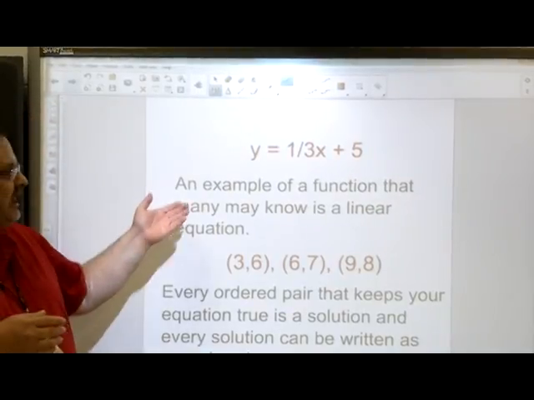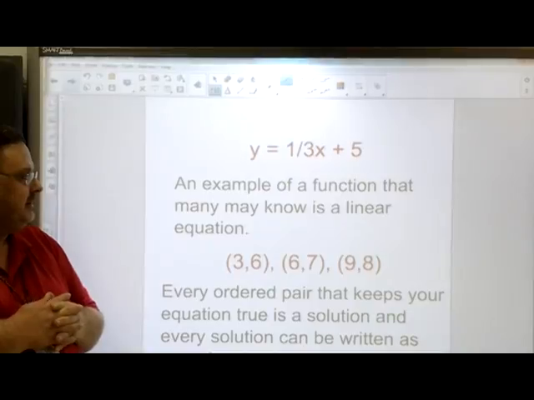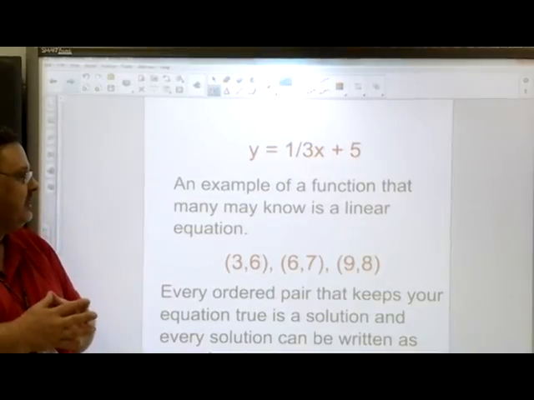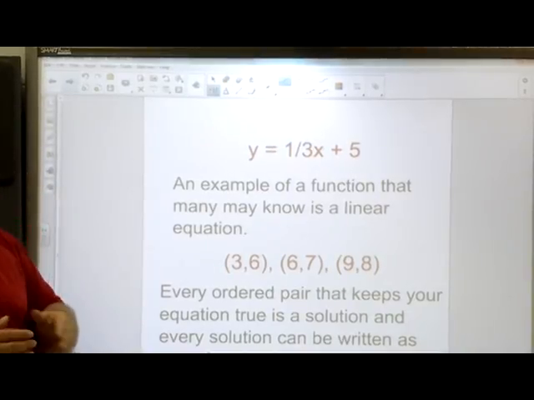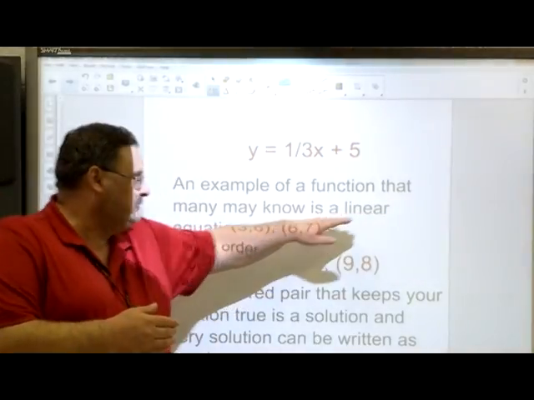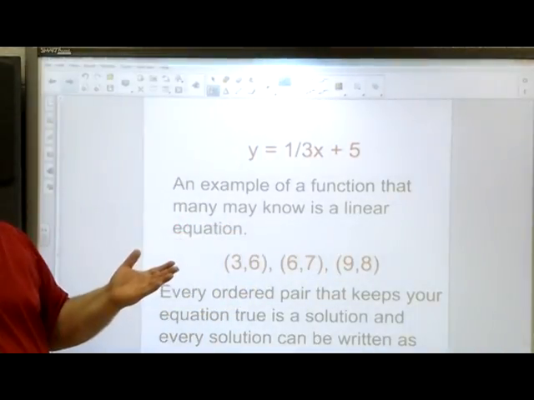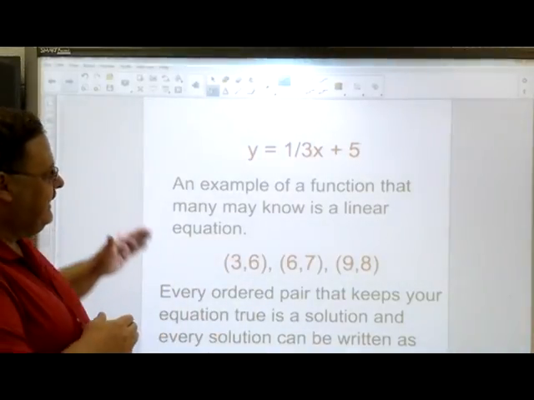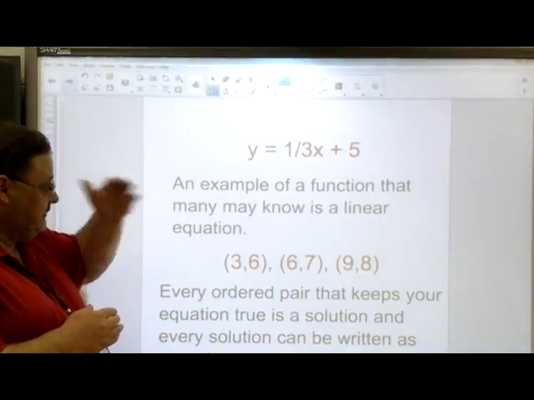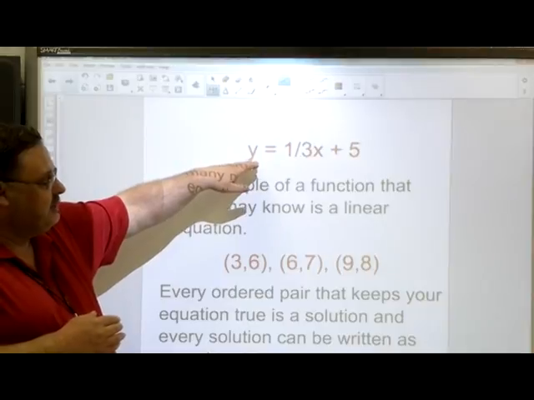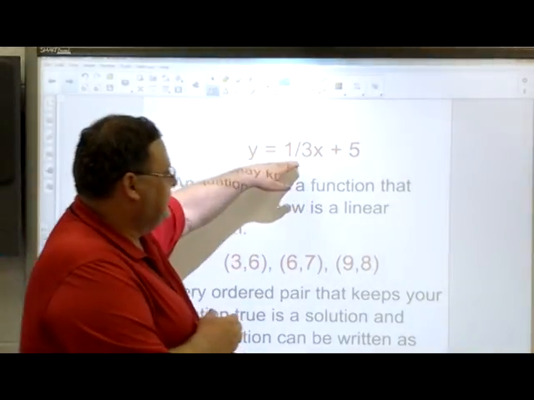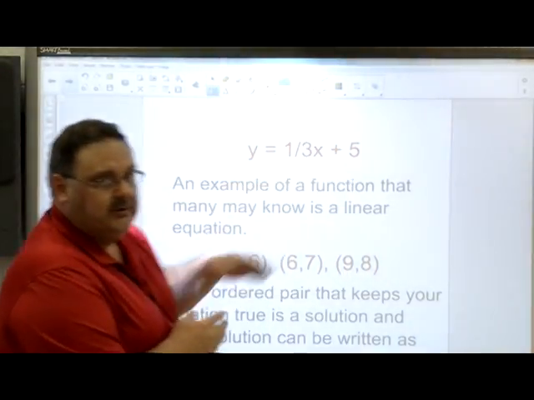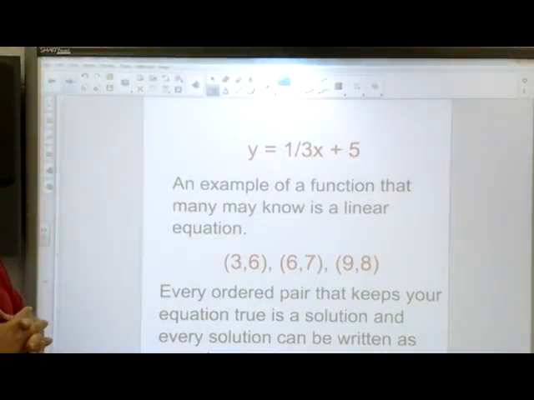Well, an example of a function that you may know already or should have covered is a linear equation. By definition, what is a linear equation? It's an equation that defines where a line is on a graph. Here's an example of it in slope-intercept form. There's my slope and there's my y-intercept.